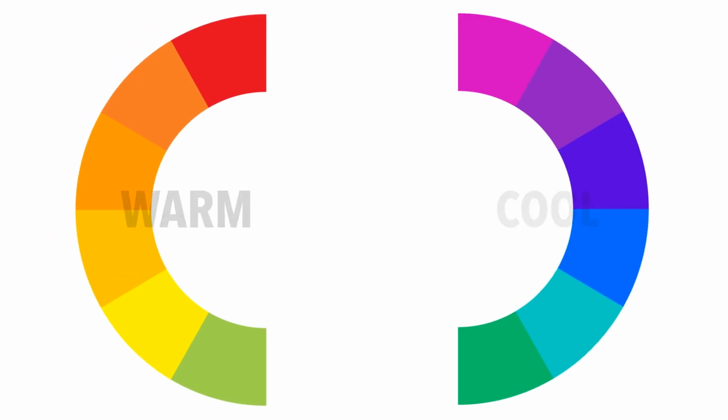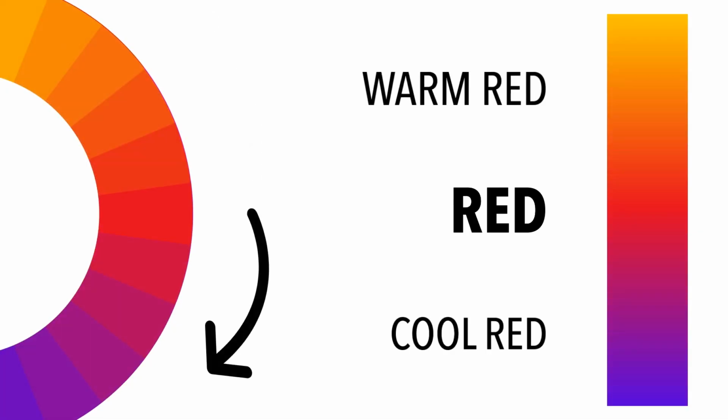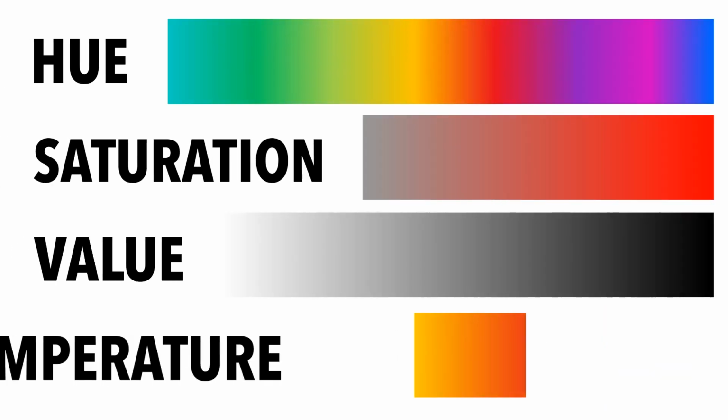The final quality is temperature, which divides the color wheel into 2 primary categories: warm colors and cool colors. However, individual colors can also shift in temperature depending on their placement on the wheel. For example, a warm red leans toward yellow, while a cool red contains more blue. By combining hue, saturation, value, and temperature, we unlock countless variations of each of the 12 main colors.